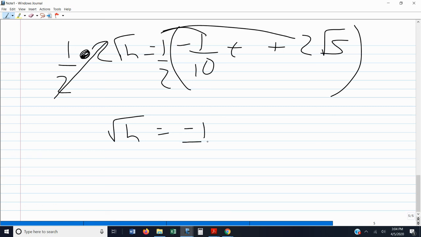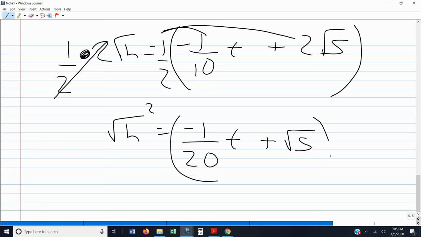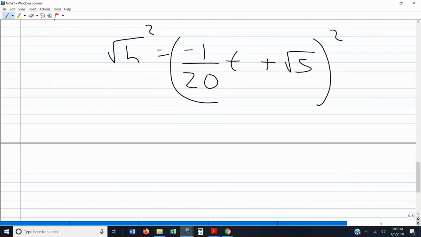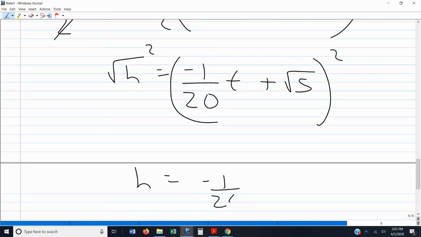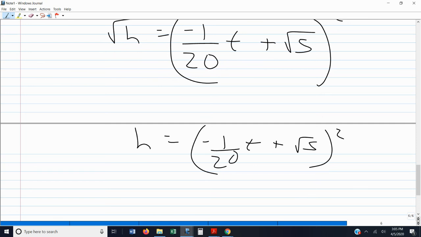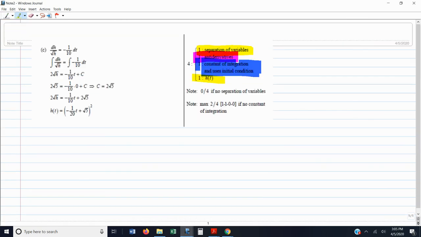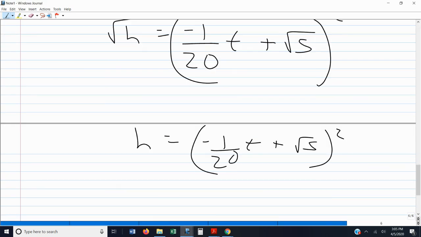So this is going to become negative 1 over 20t, and then the 2 on top and the 2 on bottom cancel, and you have root 5, and then you would just square as your last step. So that's really the only difference. Negative 1 over 20t plus root 5 being squared. And you can see that the rubric listed that as the answer, although the other form would have been completely fine because it's free response and you don't have to simplify, and you all know that.